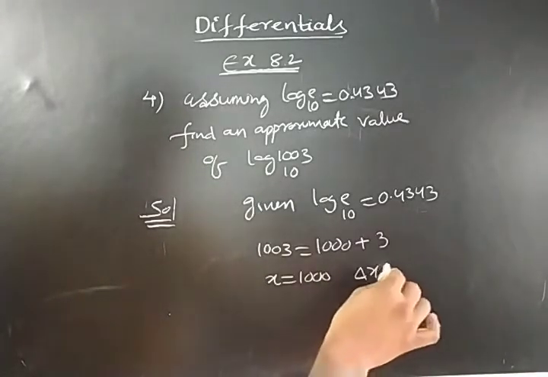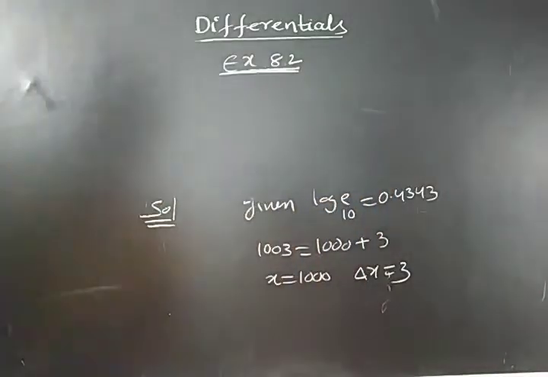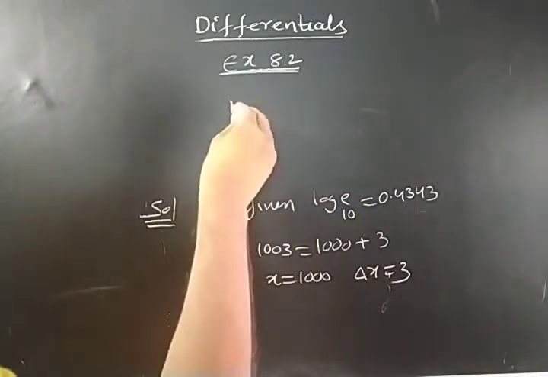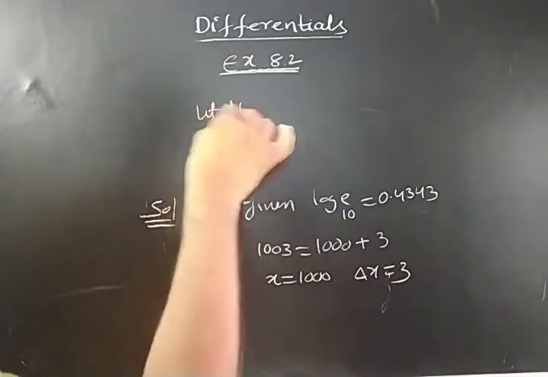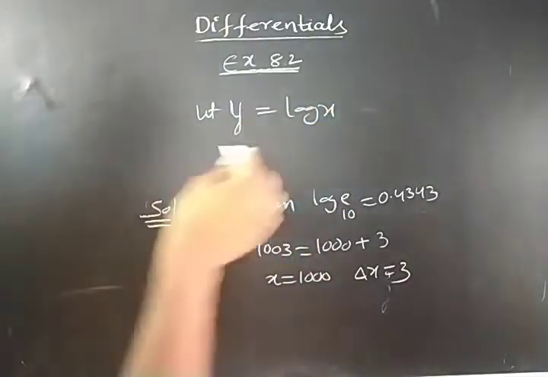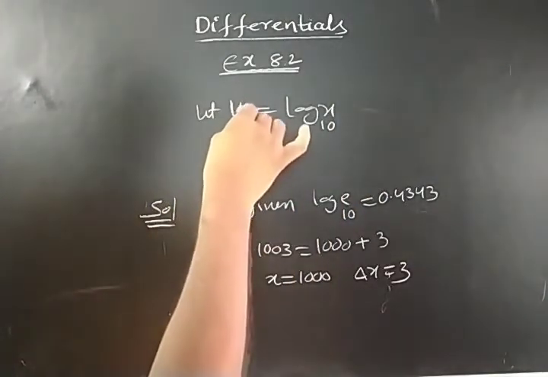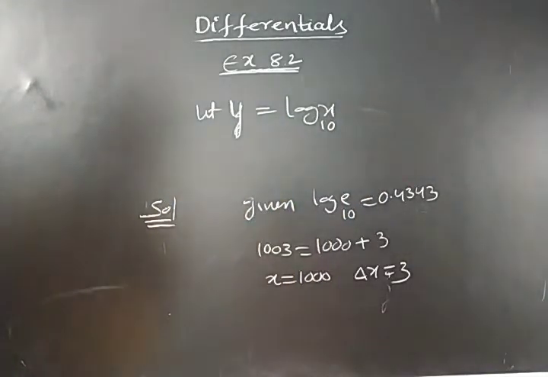Delta x I am taking as 3. Now we have to find y plus delta y. So here let y equal to, the function is the log function, log x to the base 10. Right? We have to find y plus delta y. Y is log x to the base 10.